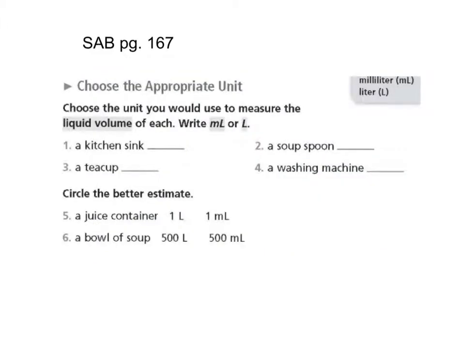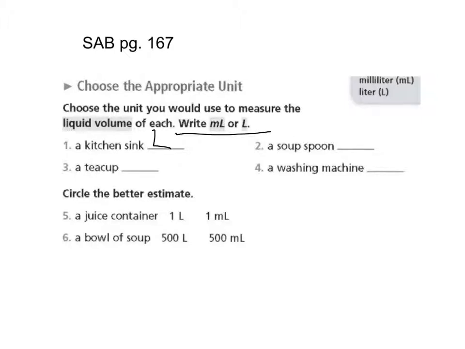So here on SAB page 163, you're going to choose the appropriate unit, whether it be milliliters or liters, and you see it says write mL or L. And it's very important that you do M capital L, not M lowercase l, okay? That's a distinction. So a kitchen sink, well, that's bigger. And milliliters, like I said, are very tiny. You can put several on the top of a penny. So I would say a kitchen sink would be a liter.